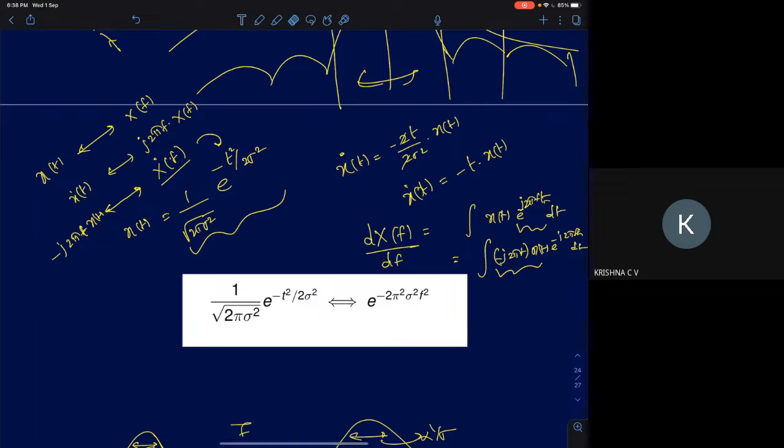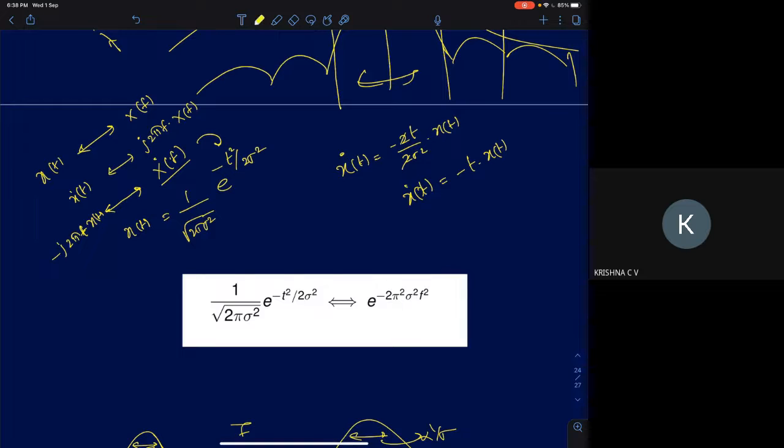Using that, I can immediately show that the Fourier transform also obeys a similar differential equation. A Gaussian function obeys this differential equation: x dot of t, that first derivative, will be some constant times minus t into x of t. If I take the Fourier transform on both sides, I'm going to get j 2 pi f into x of f on the left. This will be equal to the transform of minus t into x of t.